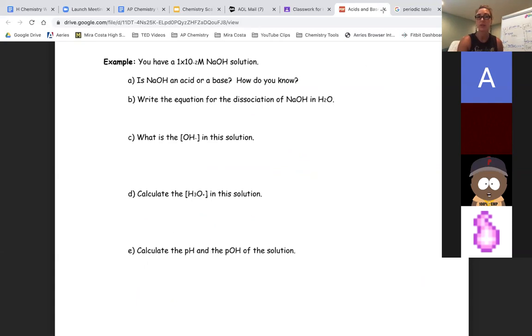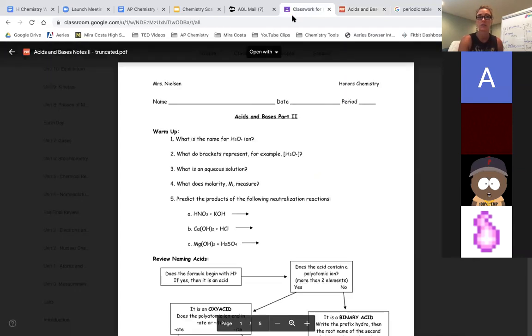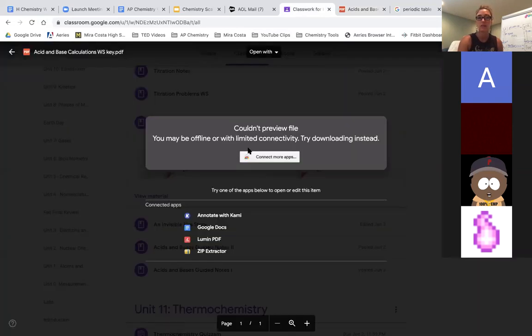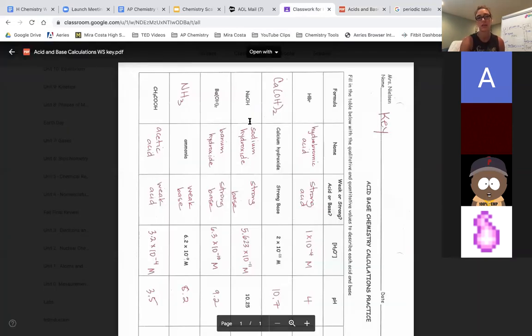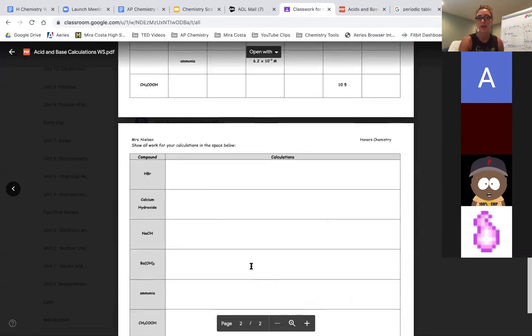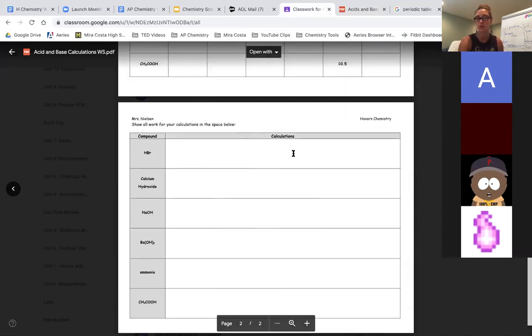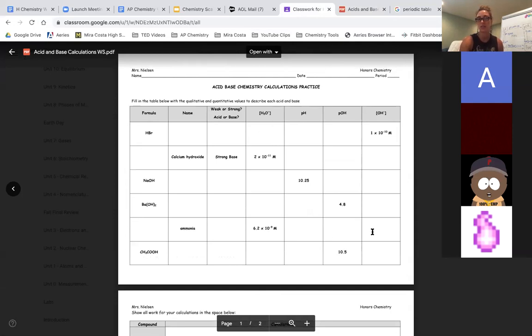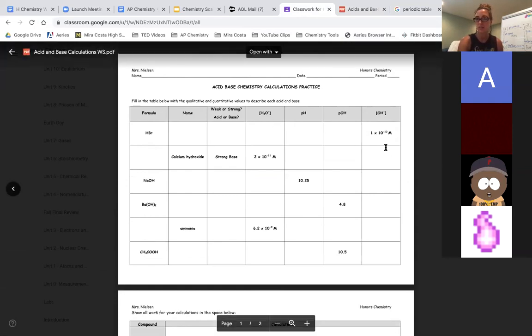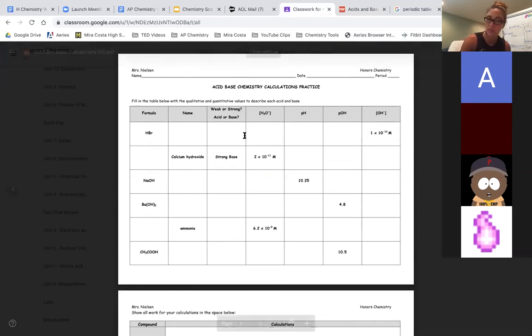So at this point, you should be able to go back to our classroom here. And this is what I'd like you to try this weekend, are these acid-base calculations. Oh, that's the answer key. Let me look back at the other one. Okay, so here's what you get. The back is really just for you to do calculations to show your work. Really all you need to do is fill in this chart here. And you'll notice I give you the formula for something. I ask you for the name of it. You tell me if it's a weak or strong, acid or base. And then I give you one of these 4 values. In this case, I gave you hydroxide ion concentration, and you have to solve for the other 3.